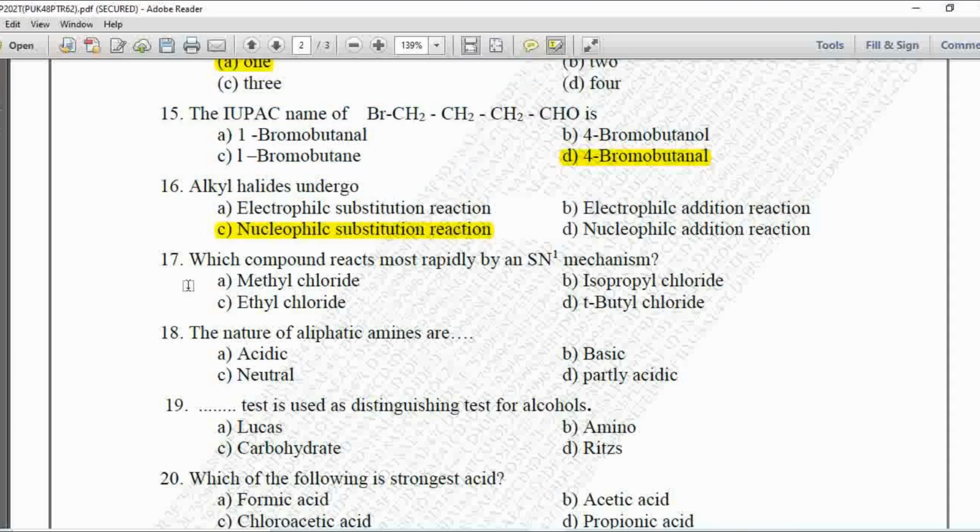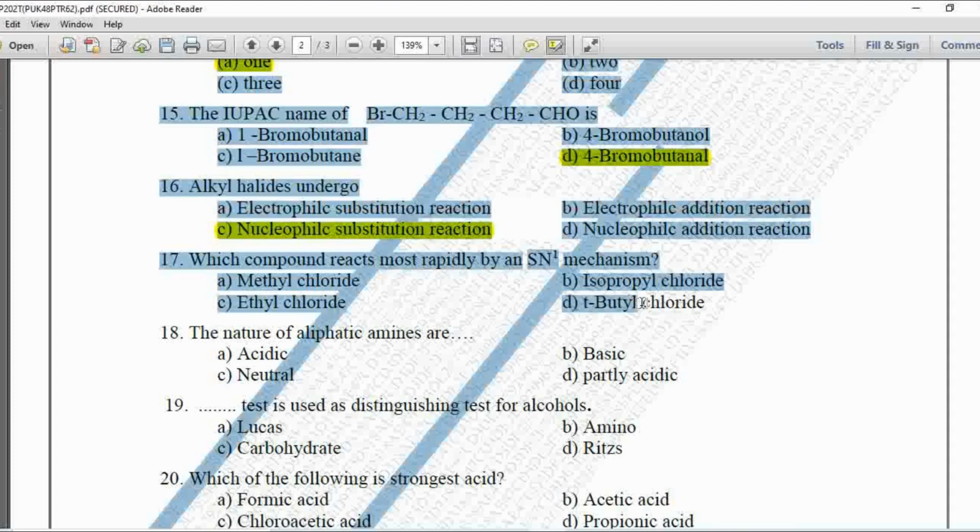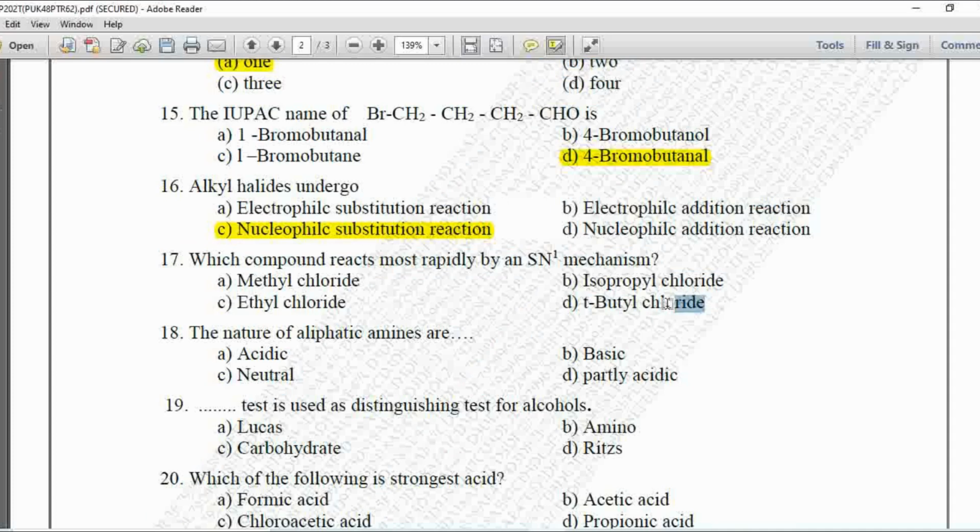Next 17 MCQ. Which compound reacts most rapidly by an SN1 mechanism? Option A is methyl chloride, B is isopropyl chloride, C is ethyl chloride, and D is tertiary butyl chloride. So here the compound which reacts most rapidly by an SN1 mechanism, that is option number D, that is tertiary butyl chloride.